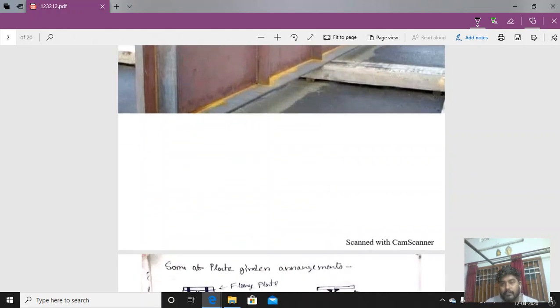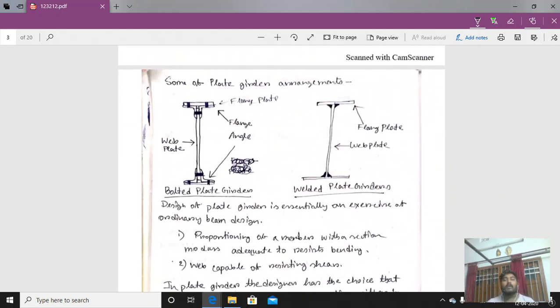Now coming to the plate girder arrangement. There are various plate girder arrangements. There may be bolted connection, there may be welded connection. First coming to the welded connection: this is the web plate, this is the flange plate. Now this connection is provided here. So the web and the flange are together connected with the weld connection.